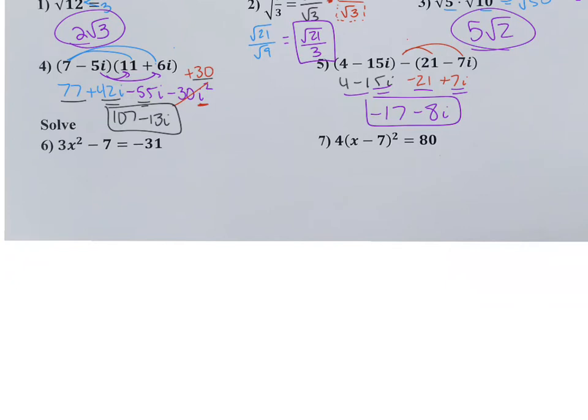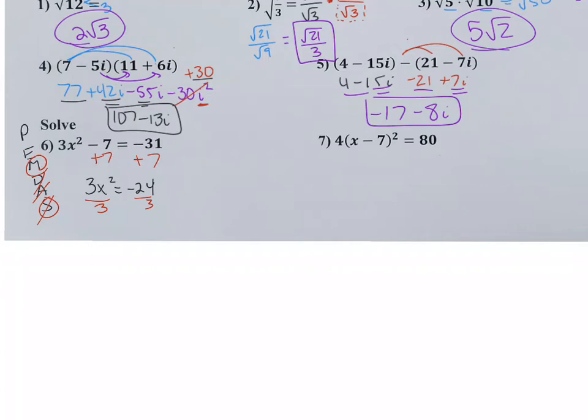Now 6 and 7 are solved problems. So if I'm lost, I put PEMDAS backwards. I see subtraction, that's why I add 7 to both sides. So I end up with 3x squared equals negative 24. Now I'm going to divide both sides by 3. Why am I dividing both sides by 3? Because I got rid of subtraction, there was no addition, there was no division, there's multiplication.